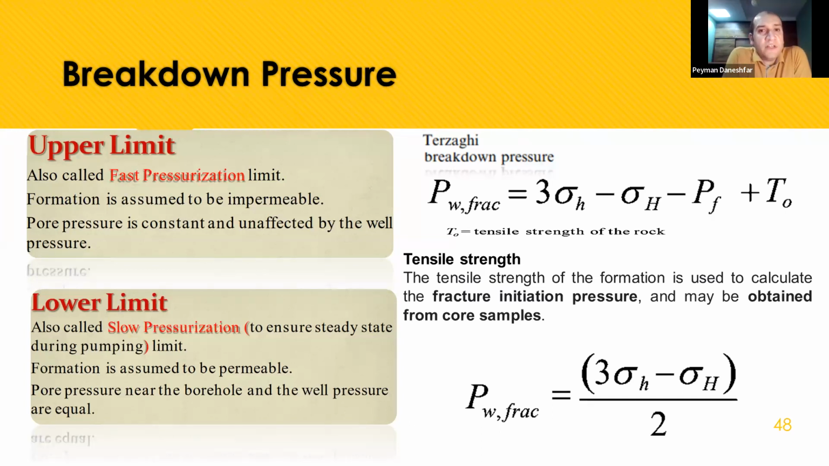Our lower and upper limits will be defined by the minimum and maximum horizontal stresses, pore pressure, and the tensile stresses. For the lower limit, without the tensile stress and pore pressure, it depends on the minimum and maximum horizontal stresses. So when we want to find the breakdown pressure, we always use the Terzaghi breakdown pressure, as you can see here.